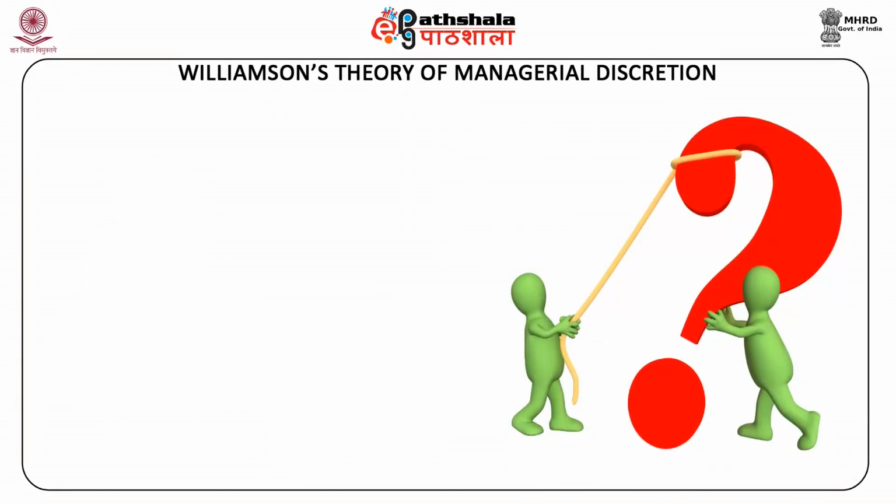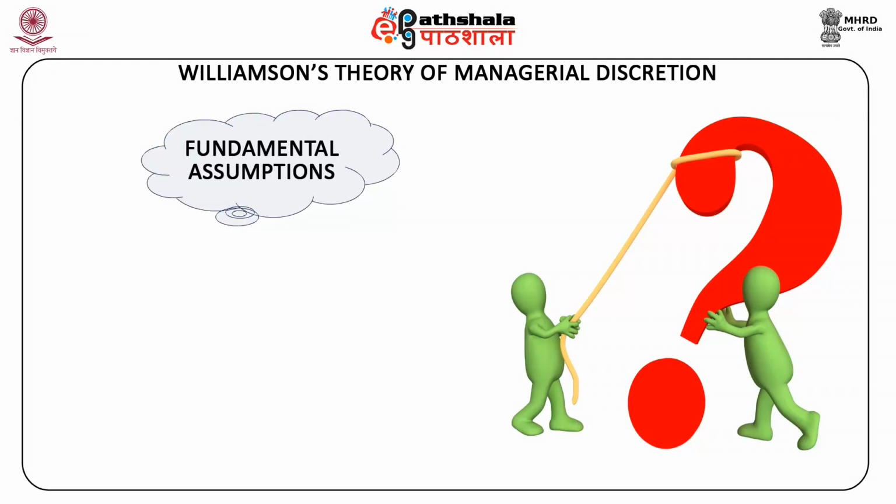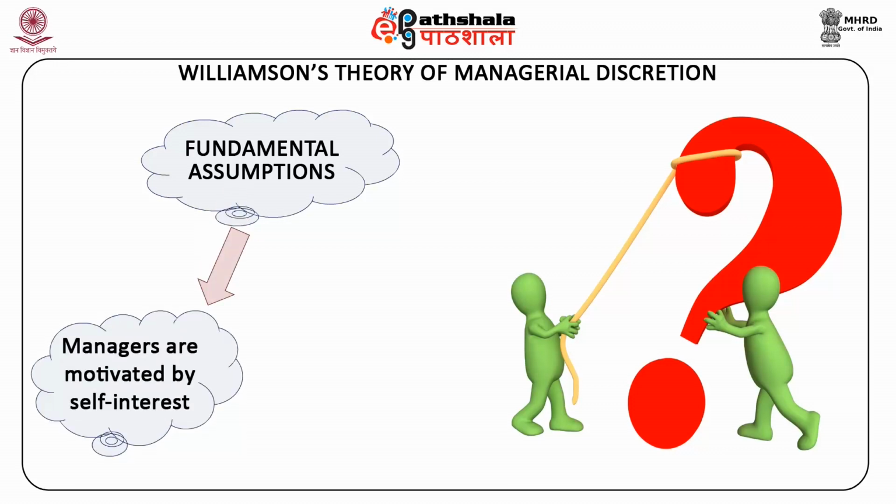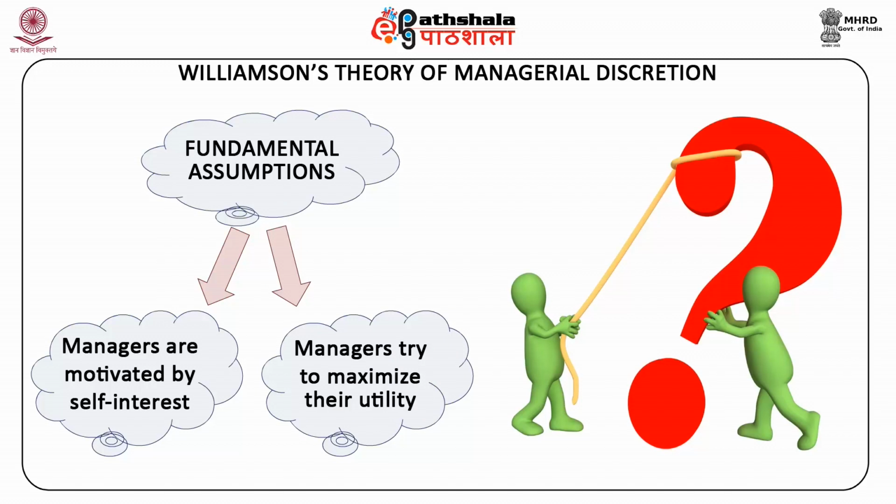Now we will discuss Williamson's theory of managerial discretion. Oliver E. Williamson, in his theory of managerial discretion, advocated that managers are least bothered about profit maximization of the firms, and thus profit maximization is not the objective of managers in large corporations. The fundamental assumptions on which this theory is based are: managers are motivated by self-interest, and managers try to maximize their utility.